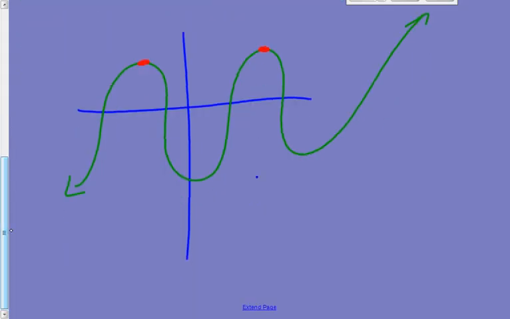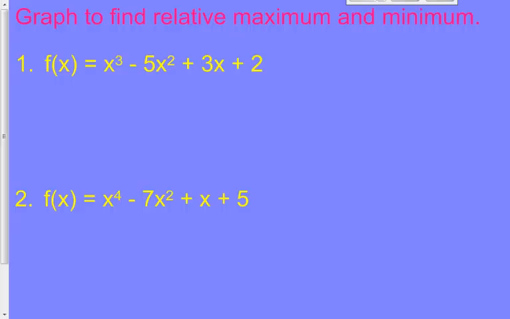In the same way, where are our relative minimums at? There's one right there, and there's one right there. It's those valleys. So think of the maximums as being those peaks, and the minimums as being those valleys. And we're going to calculate those using our graphing calculator. So once again, take out your graphing calculator, and let's put this function in there. Y equals x cubed minus 5x squared plus 3x plus 2.